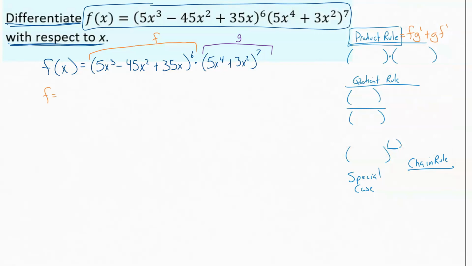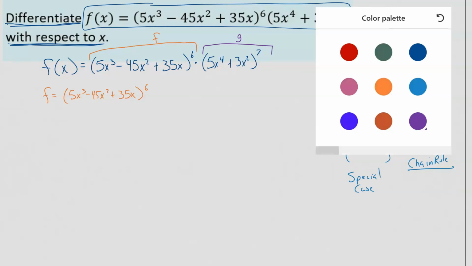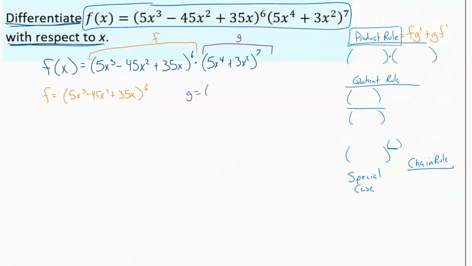So I say, okay, f equals 5x cubed minus 45x squared plus 35x, all of that raised to the sixth. And then my g piece is the other chunk. So g is 5x to the fourth plus 3x squared, all raised to the seventh. So now I've taken this bigger problem and broken it down into these bite-sized little math problems. So to do my product rule, I need to go find f prime. So now I look at f and I treat it like a brand new math problem, and I say, if I just had to take the derivative of that, what shape am I looking at there?